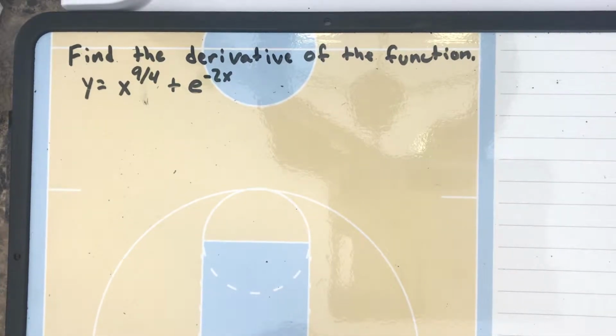Hey everyone, here's another example from section 3.3. It wants us to find the derivative of this function, y equals x to the 9/4 plus e to the negative 2x.